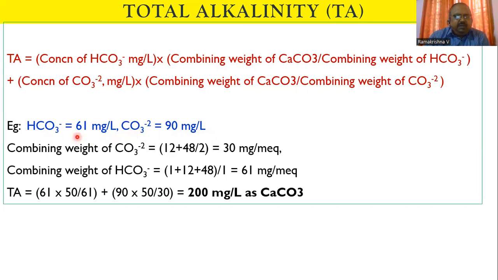Now using this information, the combining weight of carbonate is the molecular weight of carbonate divided by the number of ions, 2, and you get 30 milligram per milliequivalent. Similarly, the combining weight of bicarbonate is the molecular weight divided by the number of ions, 1, giving 61 milligram per milliequivalent. Substituting in the above formula, total alkalinity is equal to 61 into 50 by 61 plus 90 into 50 by 30, which is 200 milligram per liter as CaCO3.